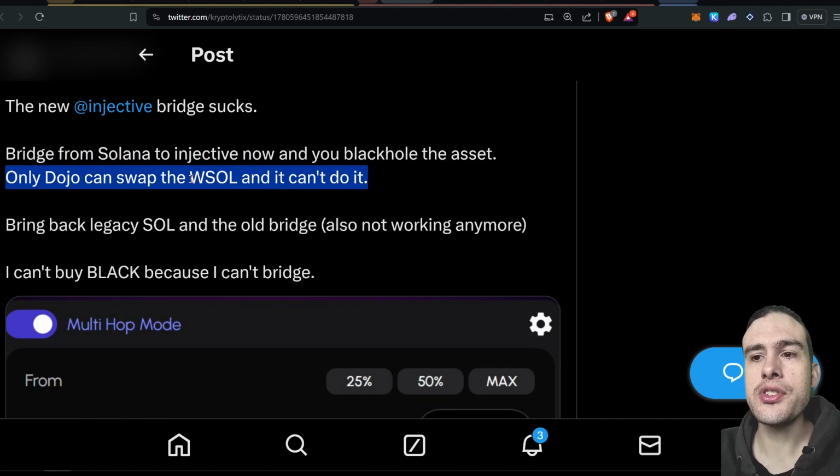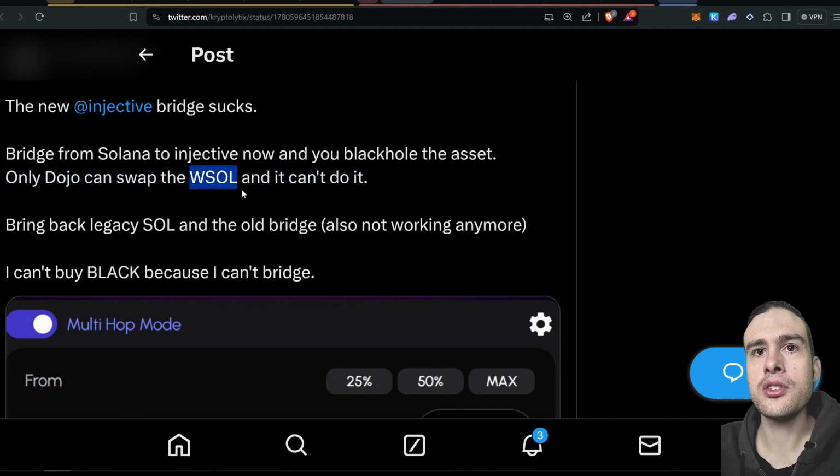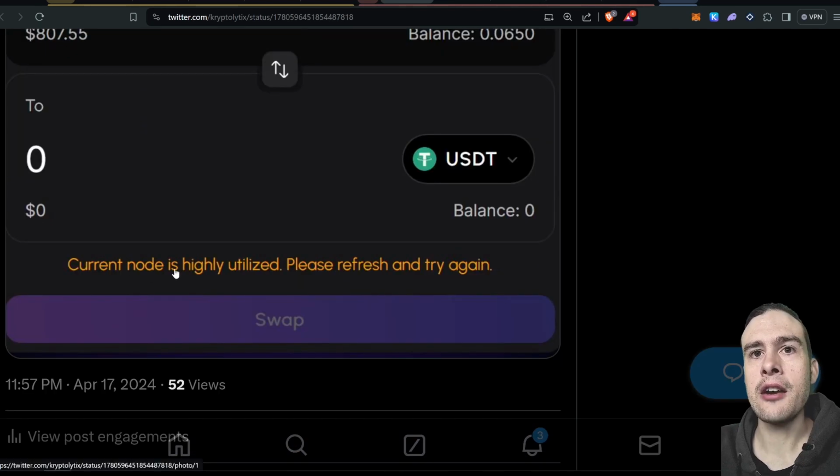So it's all using Legacy Sol, as they've renamed it. All the other swap platforms use Legacy Sol, the ones where you can swap Sol. So I think Black Panther has Sol, Astroport has the Legacy Sol. They haven't actually migrated to the new WSOL standard. Only Dojo has it, but you can't swap it because it says something about the current node being highly utilized. Please refresh and try again.